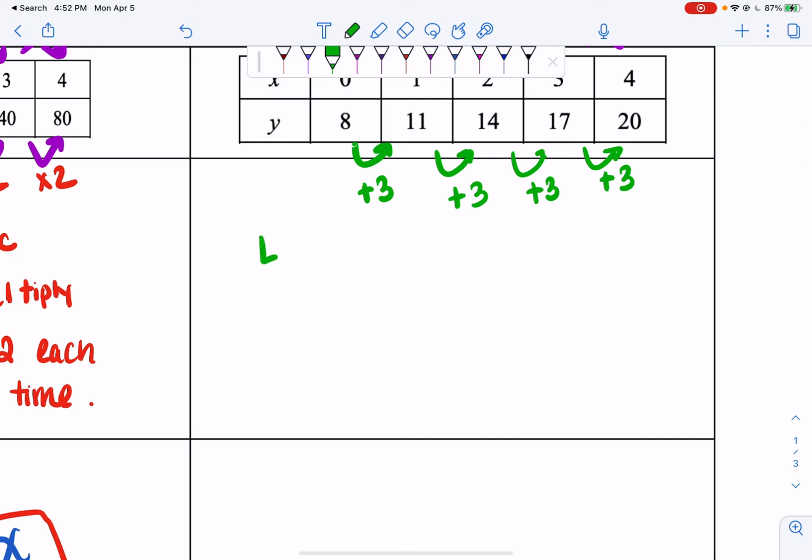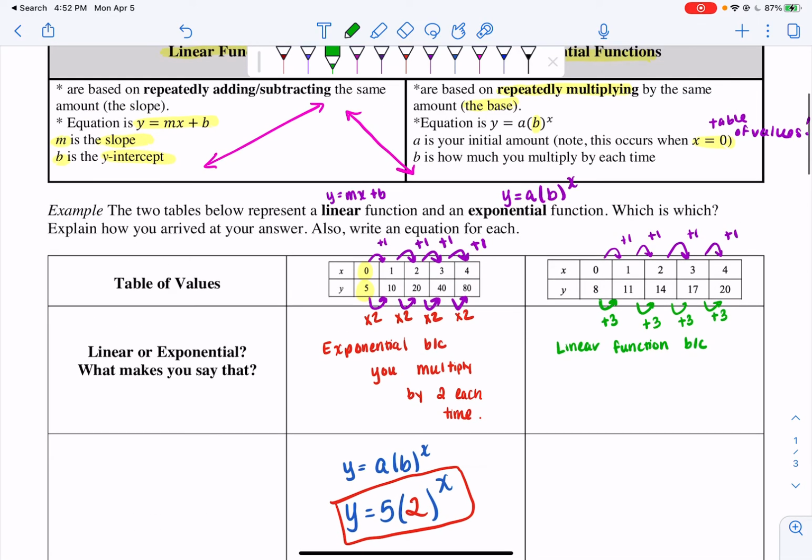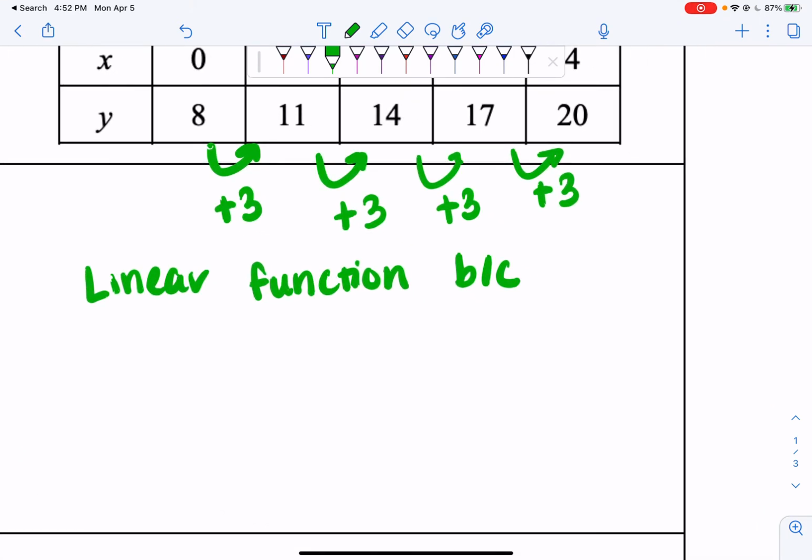So I know this is a linear function because I'm adding by 3 each time. I can say because I'm adding by 3 each time, or I have a constant rate of change.